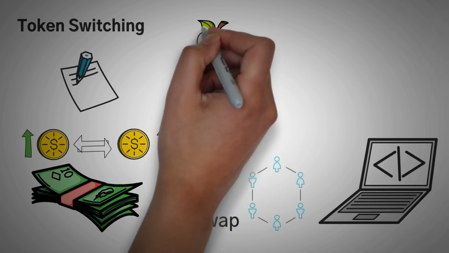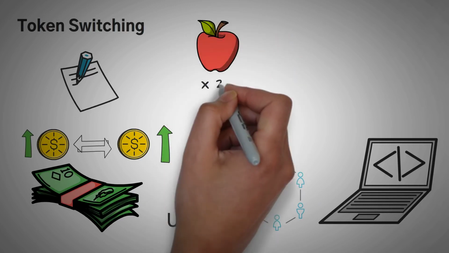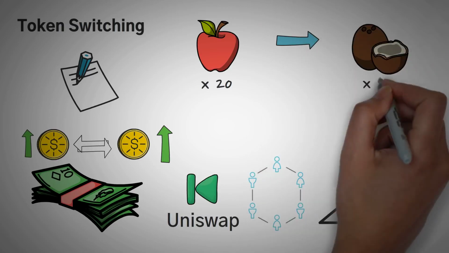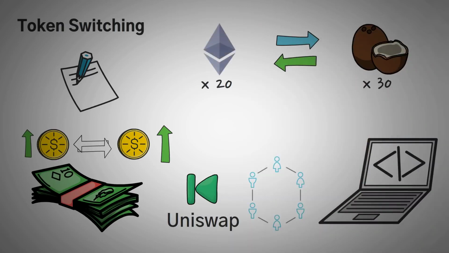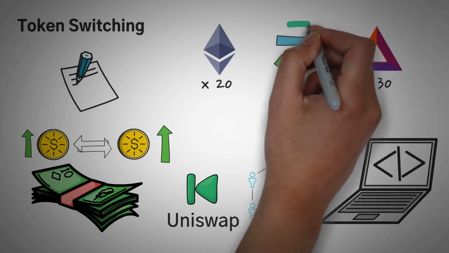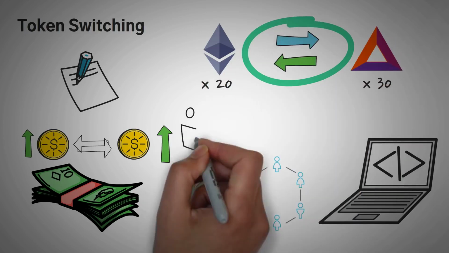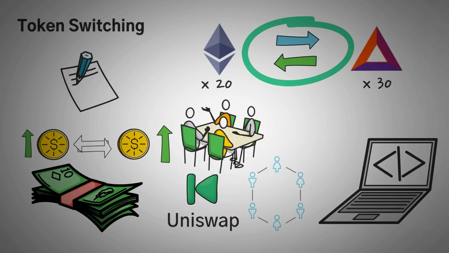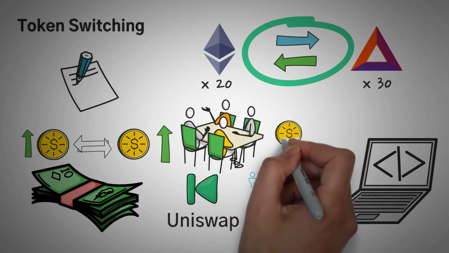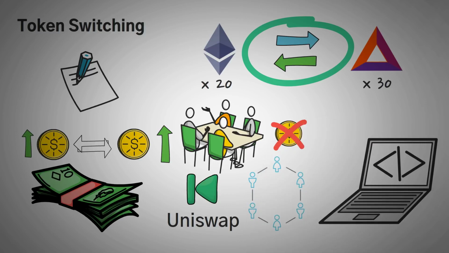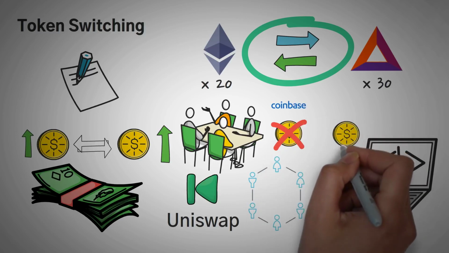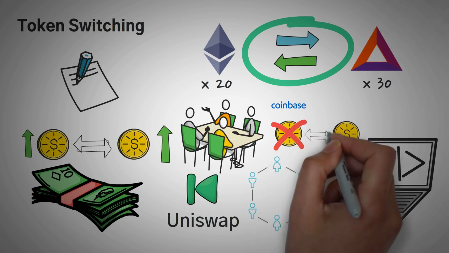You can write a smart contract that says, if you give me 20 apples, I'll give you 30 coconuts. Except the apples and coconuts are Ethereum and basic attention token. So a smart contract can allow you to switch tokens. Token switching opens up a whole new world for day traders or investors that want to get into a specific coin that isn't currently on a major exchange like Coinbase. Instead, they could buy a coin that is available and then use the decentralized exchange to swap those tokens.